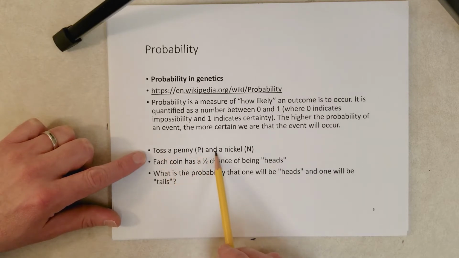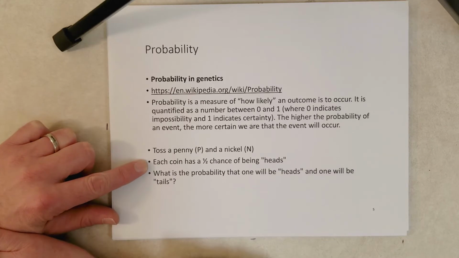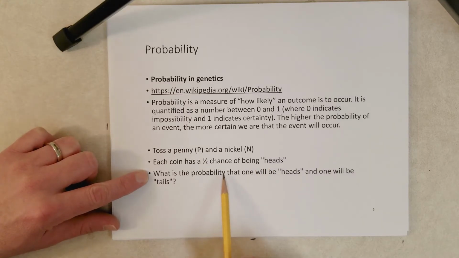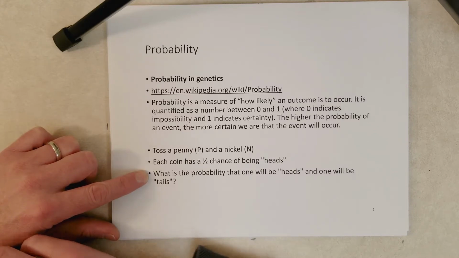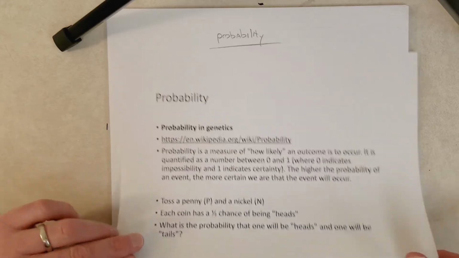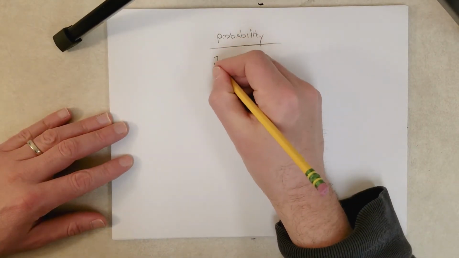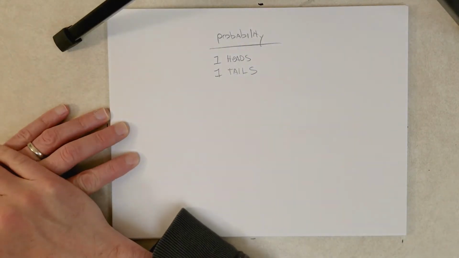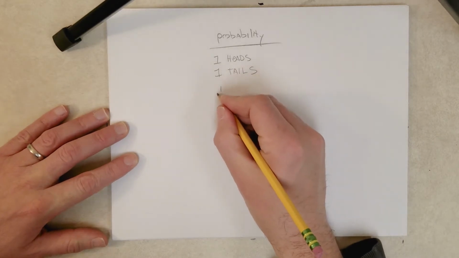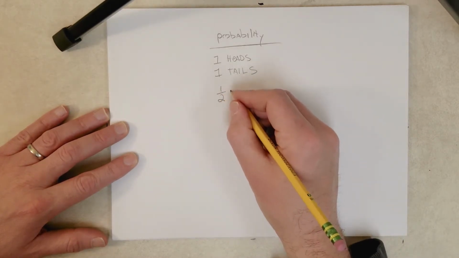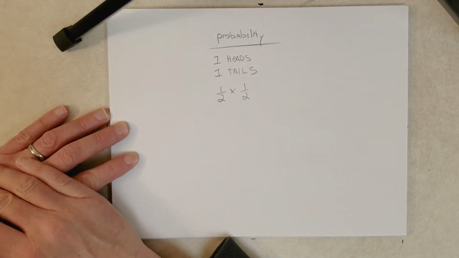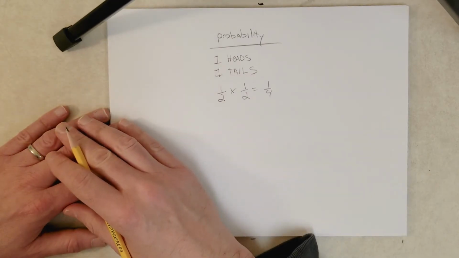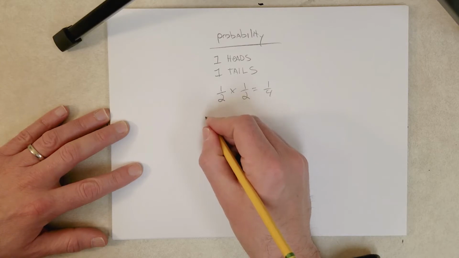So if I were to toss a penny and a nickel, and each coin has a 50% chance, 0.5 probability of being heads, what is the probability that one will be heads and one will be tails? So one of the coins will be heads and one will be tails. Now, the natural tendency here is to just multiply, 50% chance of the coin being heads and then 50% chance of the coin being tails, and then getting 1/4, which would be wrong because of the way the question is worded. So let me diagram this out.